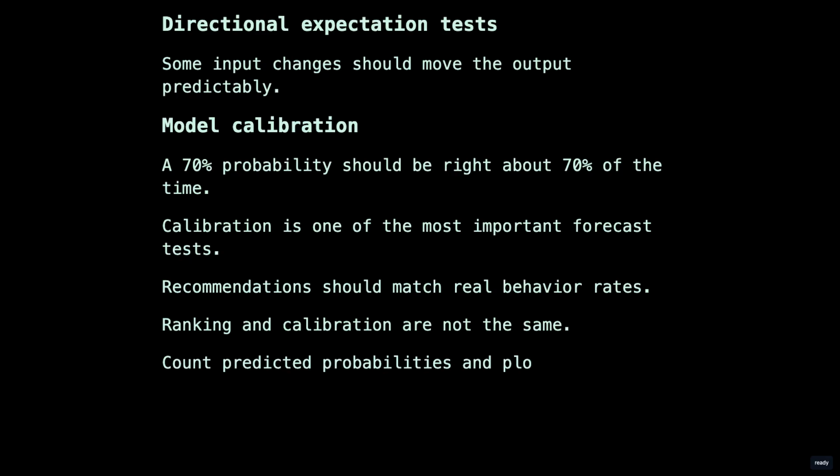A simple way to measure calibration is to group predictions by confidence level and compare predicted probability with observed frequency. If the curve follows the diagonal, the model's probabilities are behaving well. Scikit-learn provides a direct way to draw that curve for binary classifiers.